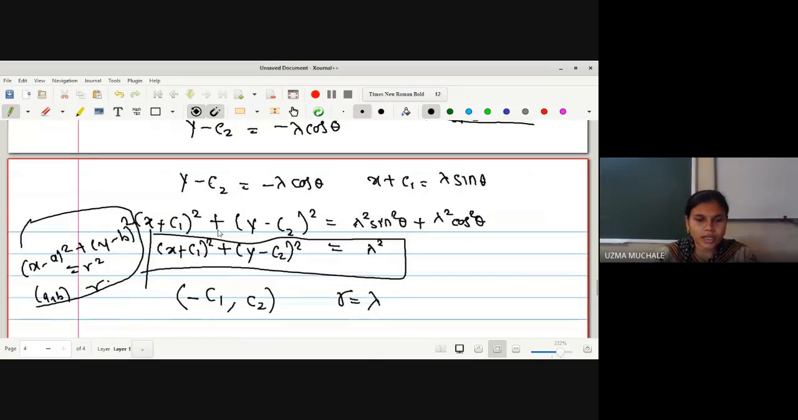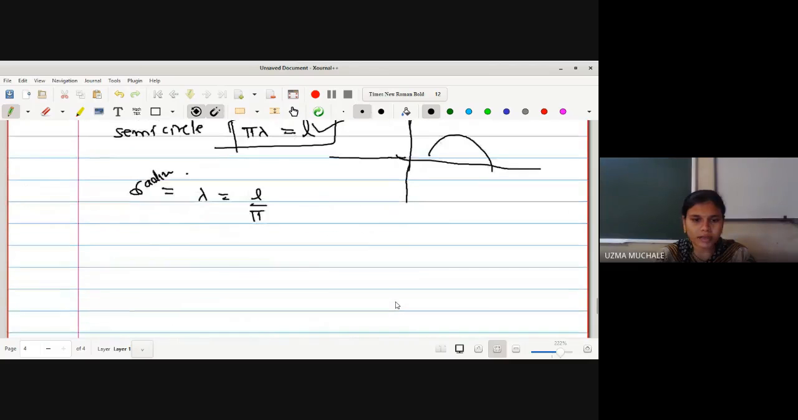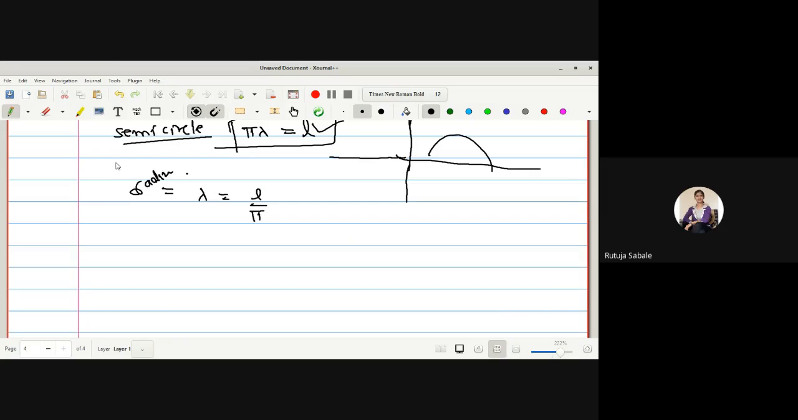So we are interested in the circle which lies in the upper half plane, that is, on the x-axis. So it is the equation of a circle with center at minus C1, C2 and lambda as the radius, and the value for the radius we have found is nothing but L upon pi. So this is true in the case of a semicircle. Okay, any doubt? No, ma'am.